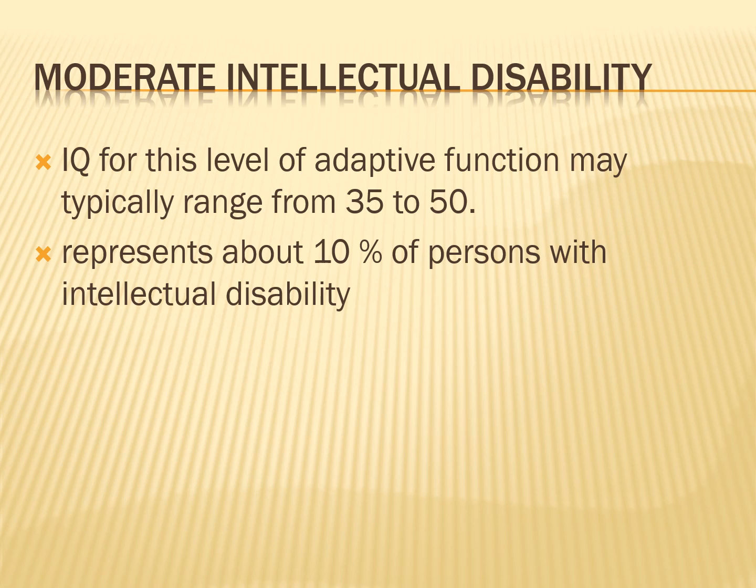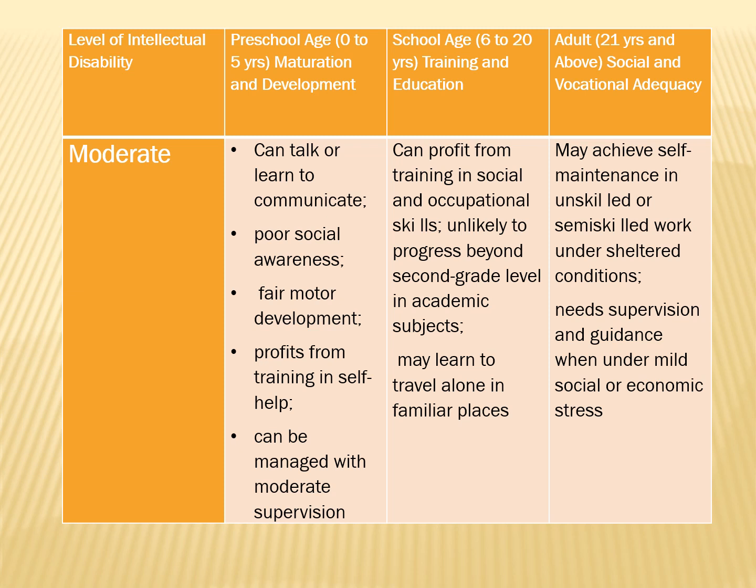The next severity level is moderate intellectual disability, where the IQ score ranges between 35 and 50. When it comes to prevalence, 10% of people diagnosed with intellectual disability fall under this severity level. People diagnosed with moderate ID can talk or learn to communicate, but they may have fair motor development. They benefit a lot from the training that is given to them, but they need supervision and guidance when they encounter any stressful situation.